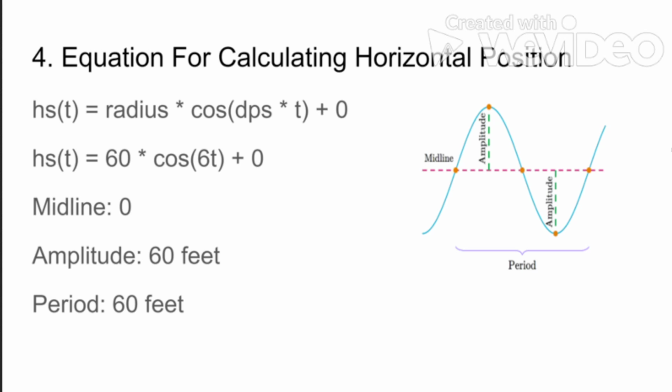This then results in, one, since our radius is 60 feet, an amplitude of 60 feet, which means it's going to go from negative 60 to positive 60 as your position on the Ferris wheel. And then our period is going to be 60, which is meant to be time, 60 seconds, because that's how long it takes the Ferris wheel to rotate.